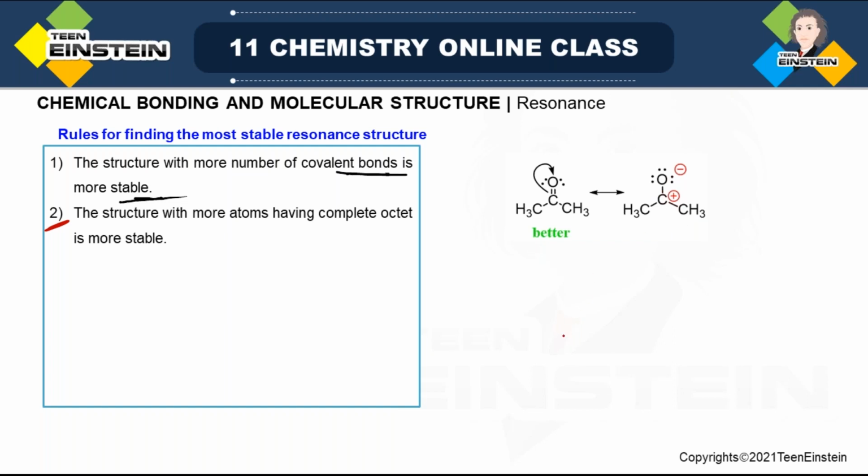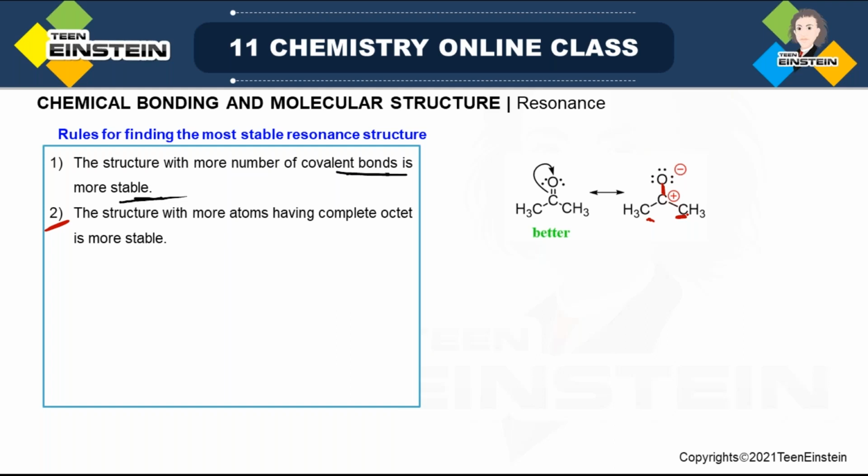Octet is not complete. But if you consider the other atoms, if you consider oxygen, there are a total of 3 lone pairs and 2 electrons available. So a total of 8 electrons surrounding oxygen. And for the other carbon also, as tetravalency is maintained, 8 electrons are present. So in this structure, except the carbocation, all have their octet complete.